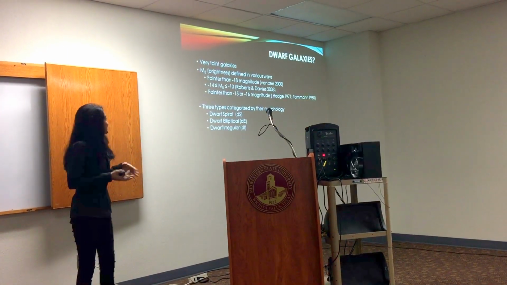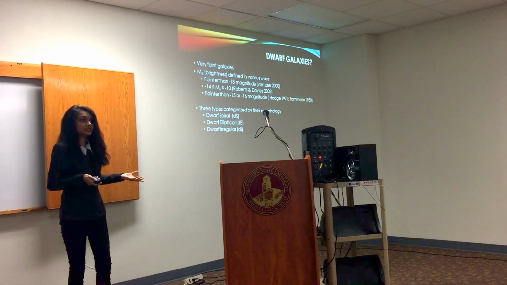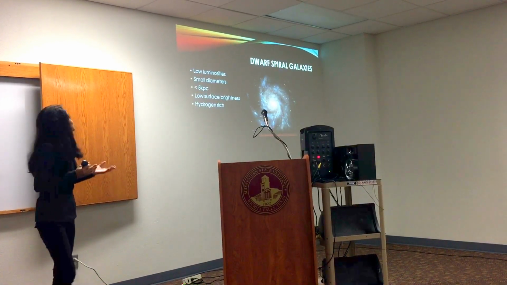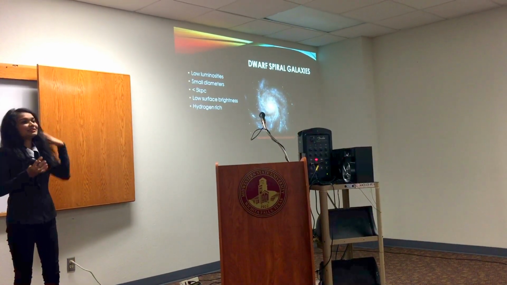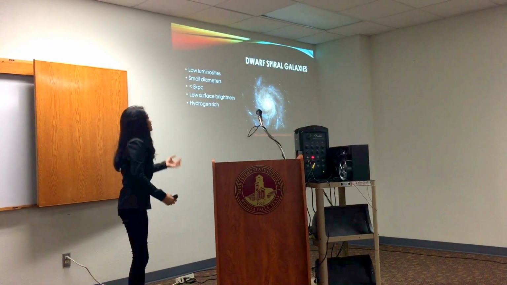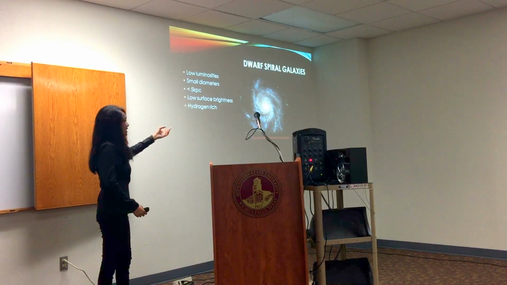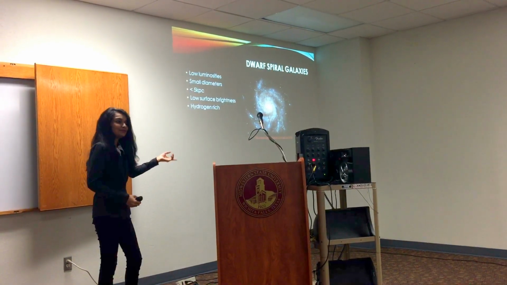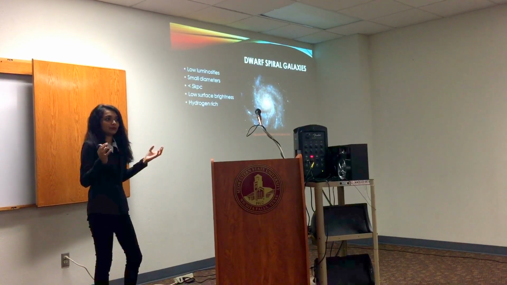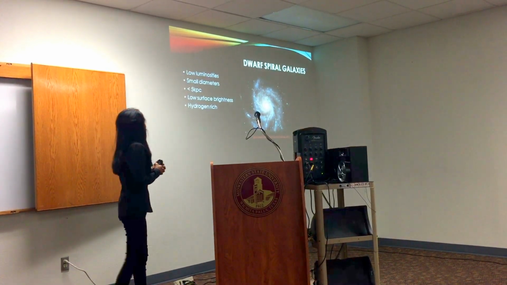So let me explain to you more about these three types. The first type is dwarf spiral galaxies. As you can see, they have a spiral arm structure. So you see here a spiral galaxy. It is not a dwarf galaxy, but I just wanted to show you the shape of the dwarf spiral.